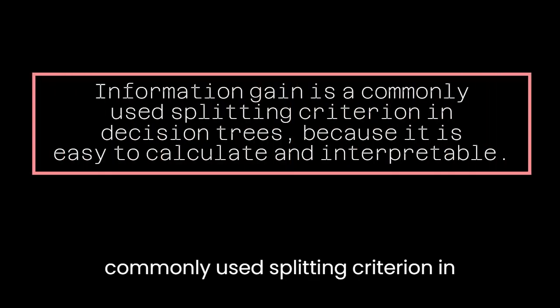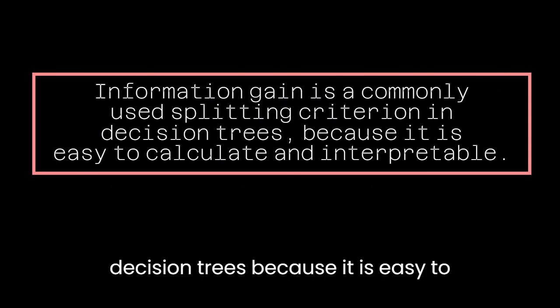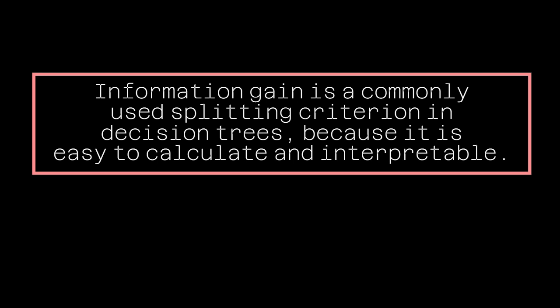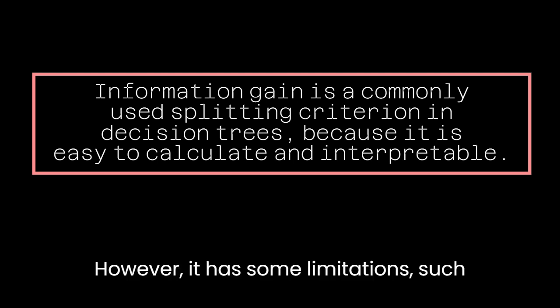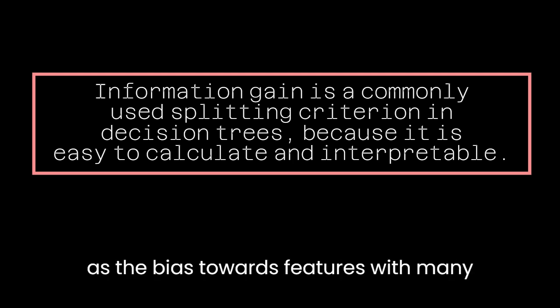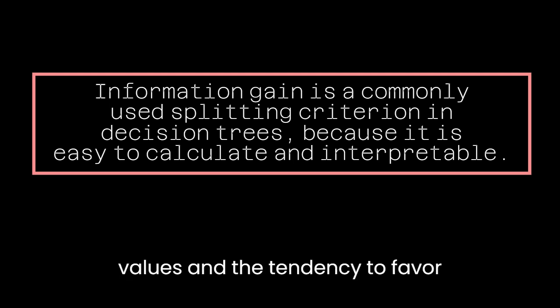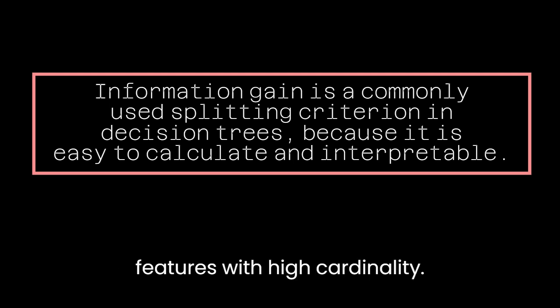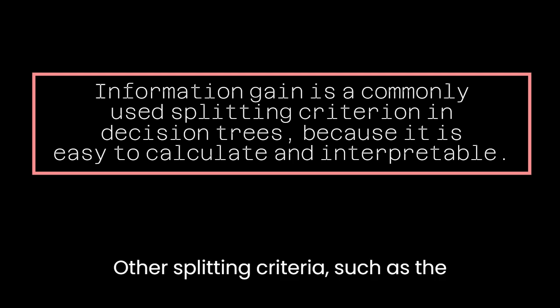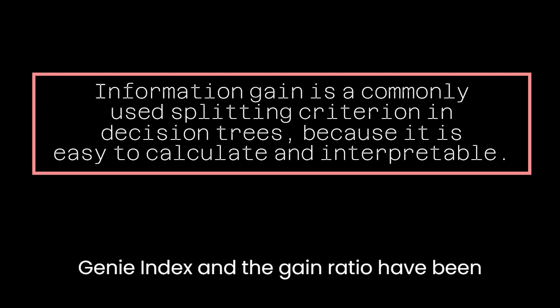Information gain is a commonly used splitting criterion in decision trees, because it is easy to calculate and interpretable. However, it has some limitations, such as the bias towards features with many values and the tendency to favor features with high cardinality. Other splitting criteria, such as the Gini index and the gain ratio, have been developed to address these limitations.